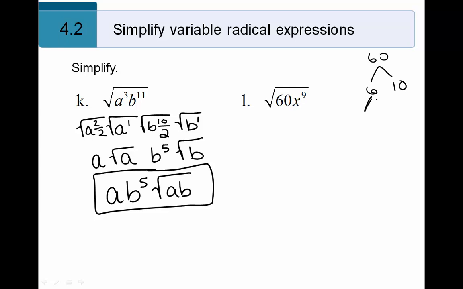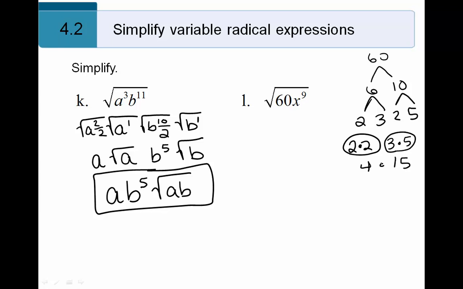6 and 10. The 6 goes to 2 and 3. The 10 goes to 2 and 5. I have a pair of 2's. I have a leftover 3 and a leftover 5. So 4 times 15. So I have a radical 4 times radical 15, which will equal the radical 60. I'm going to take 1 away from the x to the 9th. That's a radical x to the 8th times radical x to the 1st. The square root of 4 is 2.